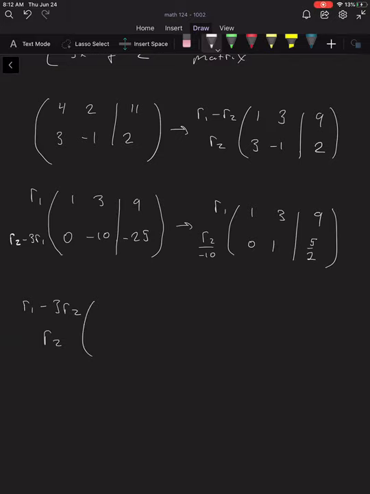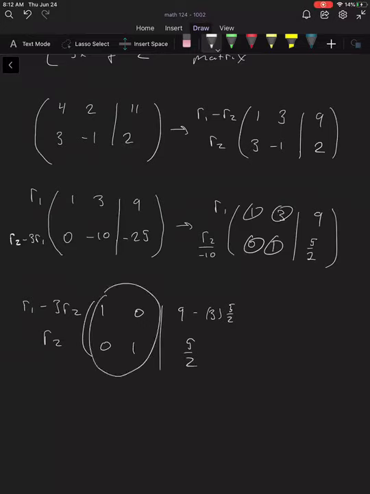So we'd have 1 minus 3 times 0, which is just 1. 3 minus 3 times 1, which is 0. And then over here, let's just write it out. We'll have 9 minus 3 times 5 over 2. And just rewriting this row, we have 0, 1, 5 over 2. So notice that we're good now. The left-hand side is equal to 1, 0, 0, 1, which is what we wanted.